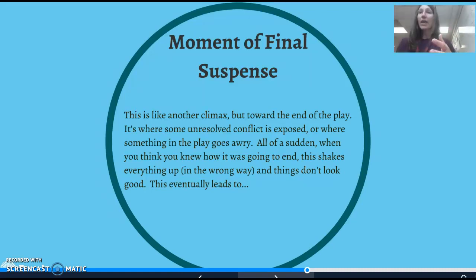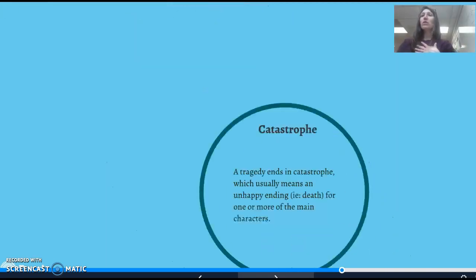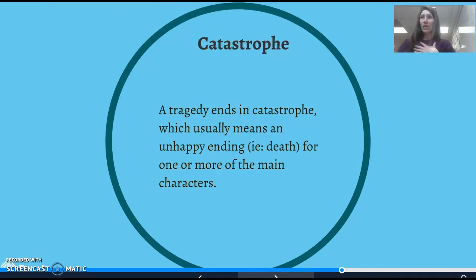Something goes awry, and then all of a sudden, when you think you know how it's going to end, this turns things in the wrong direction, and you feel impending doom as we head into catastrophe. A tragedy ends in catastrophe, an unhappy ending for a main character, at least one, maybe more, usually death. Catastrophe is the ending of a tragedy.